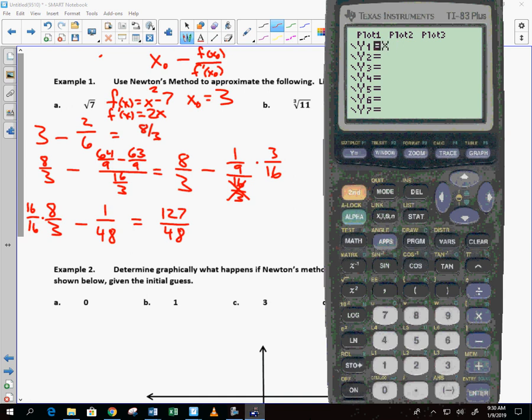You're going to want to do this. Everybody's going to want to do it on your calculator. This is exactly what you're going to do for your assignment today. Unless you want to do it by hand. If you want to do it by hand, go ahead. I'm going to teach you Newton's method just using your calculator.